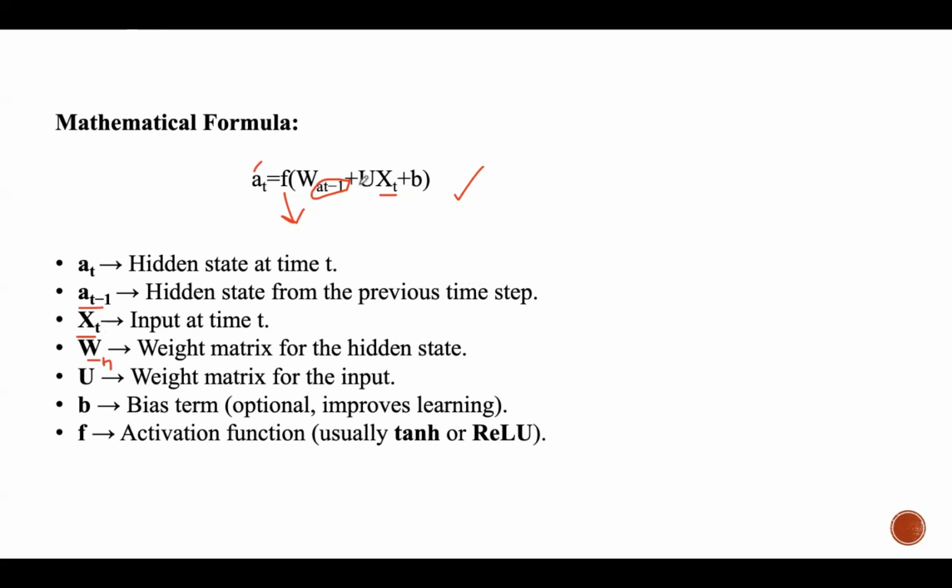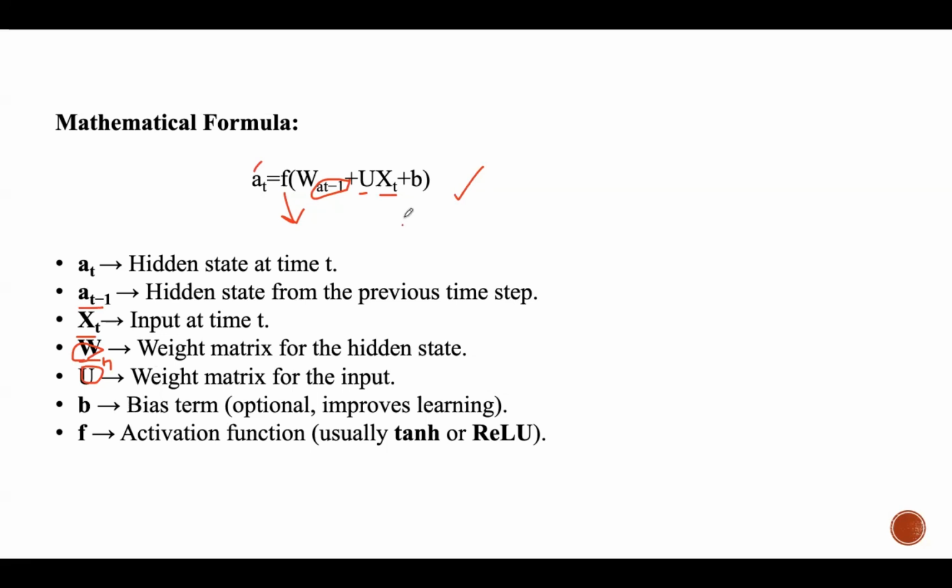Then we have U. This is nothing but the input to hidden weight matrix. So the previous one, W, is the hidden to hidden weight matrix, whereas U is the input to hidden weight matrix. This matrix defines how the input affects the hidden state. Just like W_H, this is also learned during training.